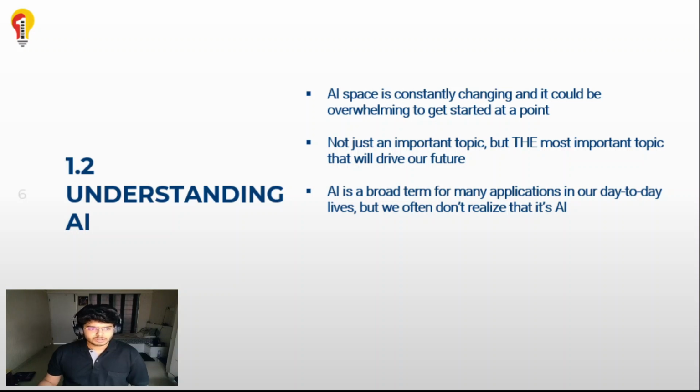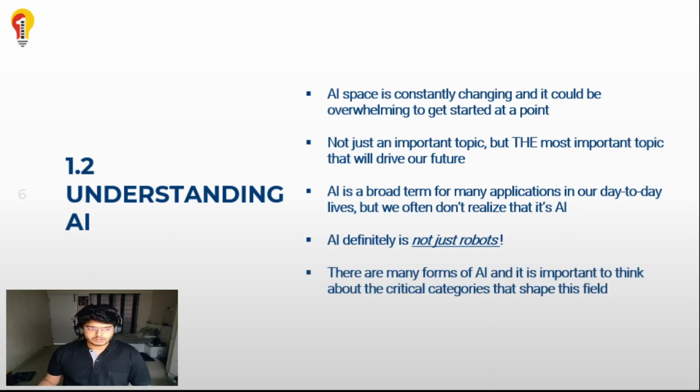AI is quite a broad term for many applications in our day-to-day, but we often don't realize that it's AI. The most important thing that you should realize is that AI is definitely not just robots. It's so much more than that, which we will talk about in the next topic. So, as we have now established, AI has many forms, so it becomes increasingly important to think about the critical categories that shape this field. Let's go on to the next topic.